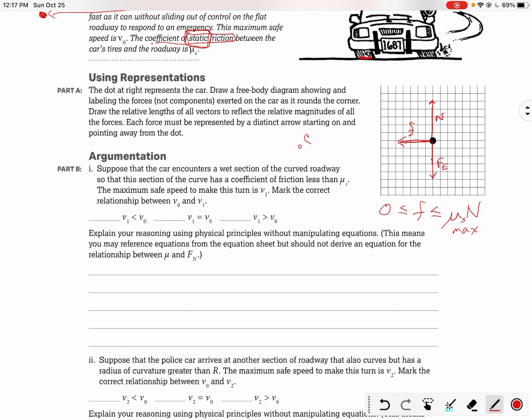And that's what happens when a car starts skidding to the outside of the turn, is we've reached that maximum static friction. Otherwise, if we go slow enough, then we can provide enough static friction to move our car towards the center of the circle, accelerate it towards the center.